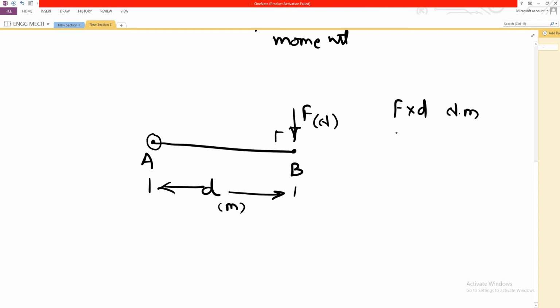Now how do we exactly put this? What is the notation for mentioning moment here? The notation that we are going to use is that moment is written as M. As easy as that.